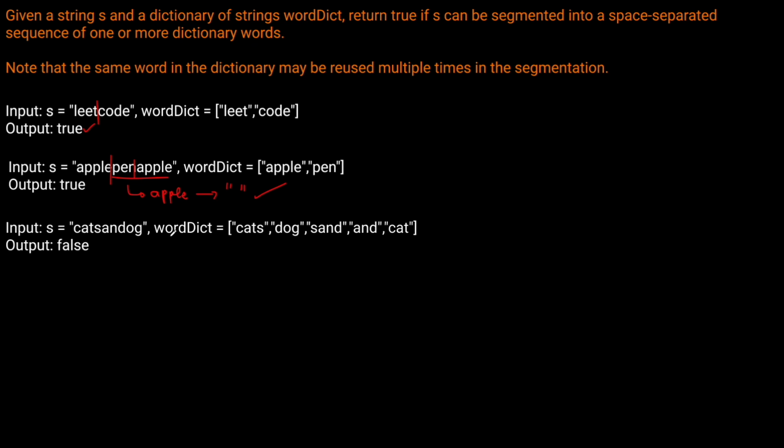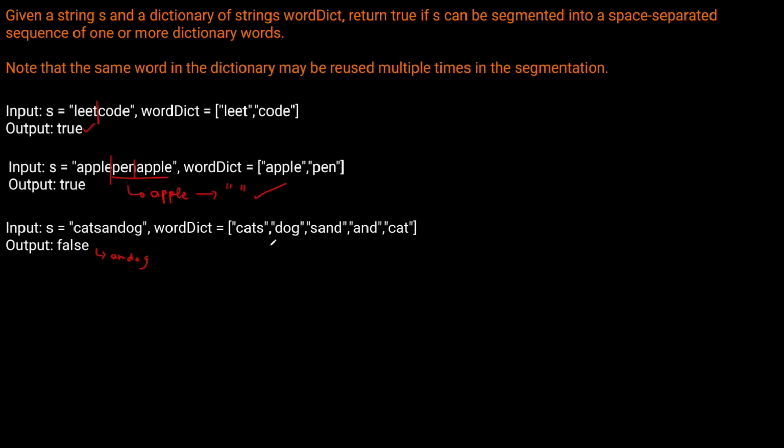What about cats and dog? And the word dictionary is cats, dog, sand, and cat. Well, let's try all the options. So we have cats, so that means that we can split here on the cats. So that means that we have, and dog. Oops, there's no double D here. It's just and dog. Okay, now let's try to split again.